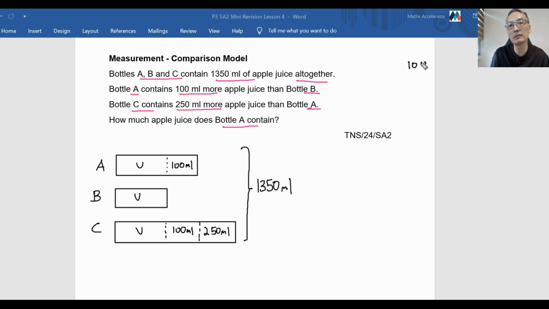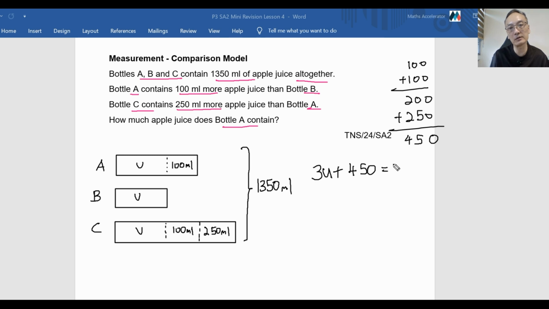So let's add at the side here. 100 plus 100, we will get 200. And then to 200, we need to add 250. So we will get 450. So let's write the equation over here. We have 3 units plus 450, and that will give us 1350.